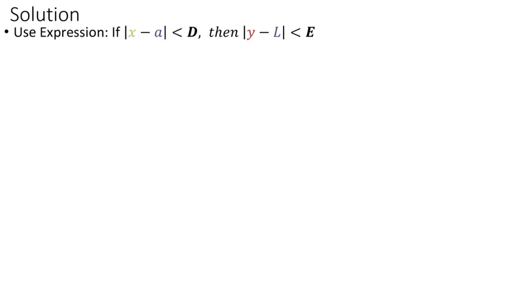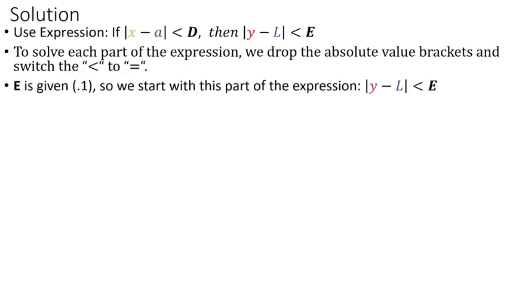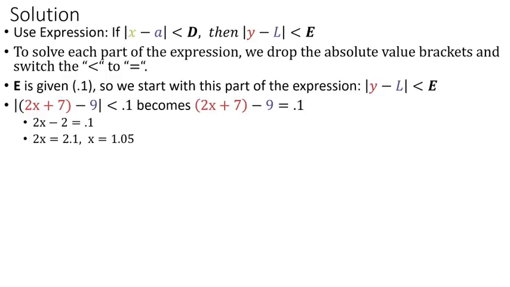We're going to solve this by using the expression that talks about the gaps. To solve each part of the expression, we're going to drop the absolute value brackets, and we're going to switch the less than sign to an equal sign. We've been given epsilon, so we're going to start with that part of the expression. We know y is our function, we know L is 9, and epsilon was given as 0.1. So when we plug in our function, we can solve for x, and we get that x equals 1.05.